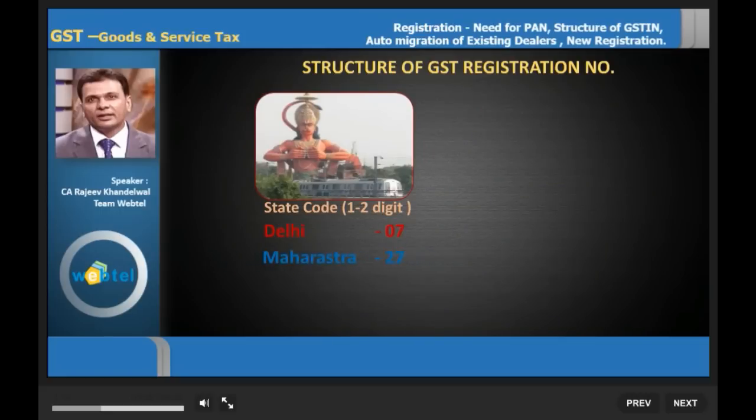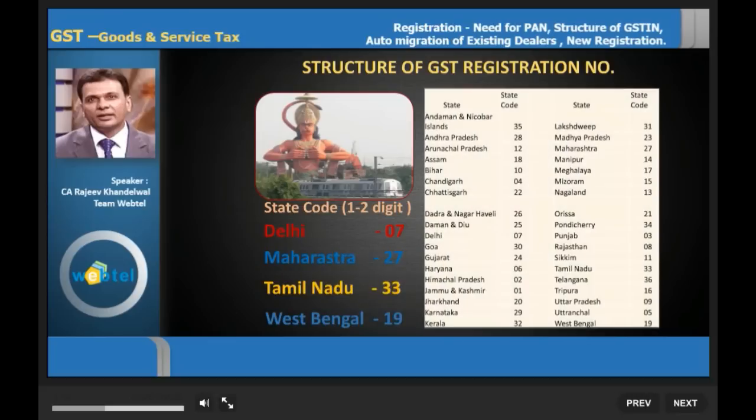Delhi is 07, Maharashtra is 27, Tamil Nadu 33, and West Bengal 19. And if you wish to have a list of all the states, you can see it on the screen. This has been taken from the 2011 census. The codes which were there in the 2011 census have been taken.